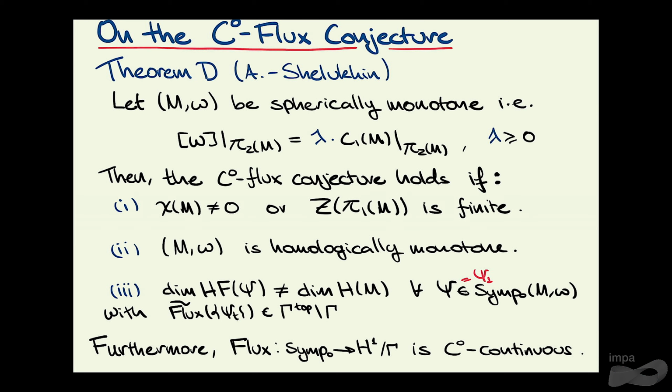And the first time I approached this question, I thought, okay, well, let's look at this map. Let's show that it's C0 continuous, and then you get the C0 flux conjecture. And the reality is quite the opposite. Somehow it's harder to show that this map is C0 continuous than showing the flux conjecture. True, but anyways, now for these situations, we know that the flux map is C0 continuous.